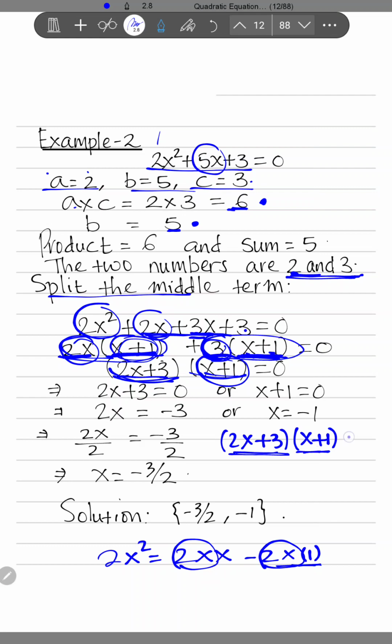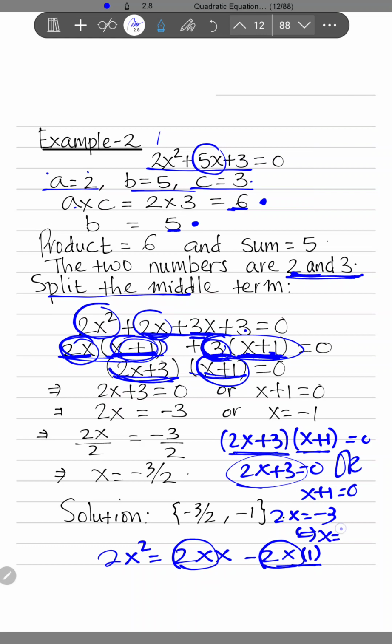So the product of the two factors is 0. That means 2x plus 3 is equal to 0, or x plus 1 is equal to 0. In this case, 2x is equal to minus 3, which implies x is equal to minus 3 over 2, which is said already here. And in this case, x is equal to minus 1. The two solutions of this quadratic equation are minus 3 over 2 and minus 1.